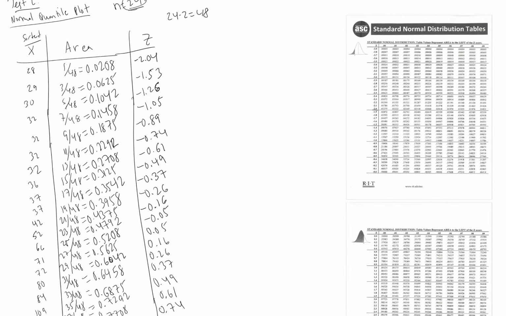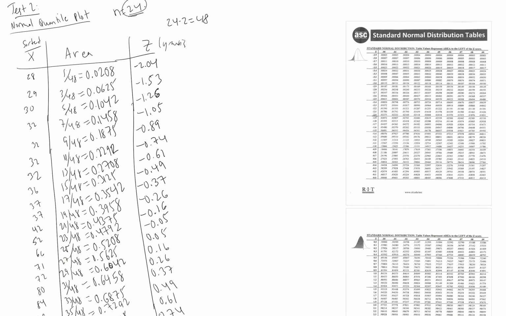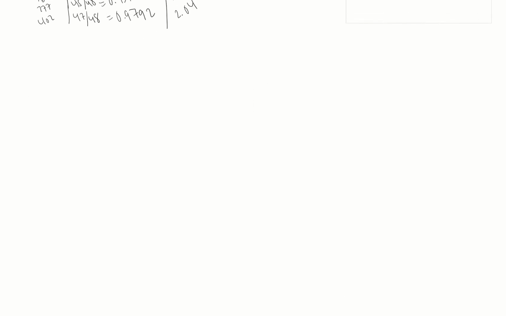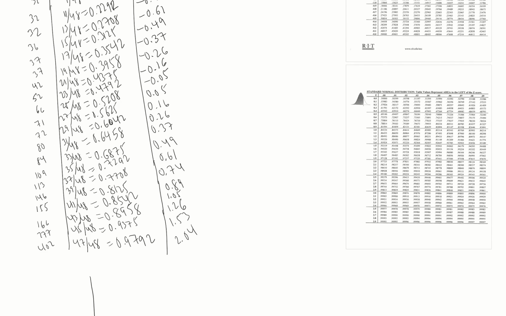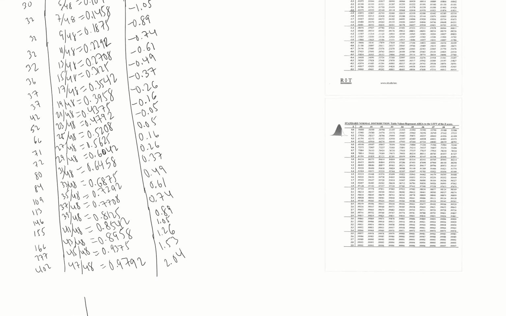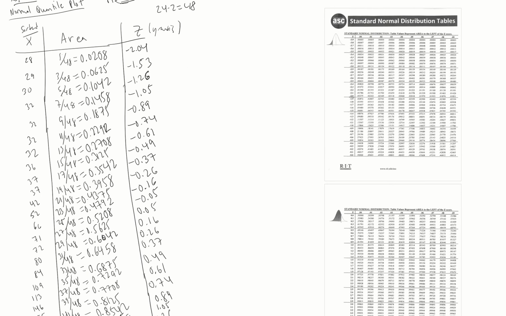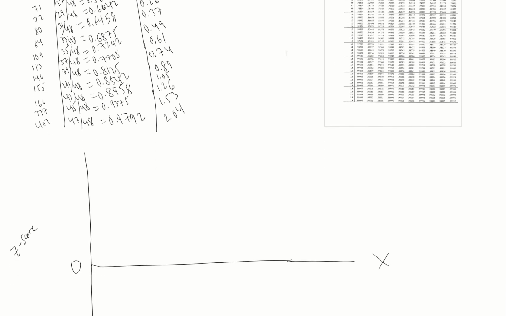Now the purpose of this is to make a graph, the normal quantile plot. The z-score goes on the y-axis, with 0 in the middle, and the data, your x values, goes on the x-axis. We're going to scale this. It goes from 28 to 400, so let's go by 50s. A lot of the numbers are smaller than 50, so we have to keep that in mind.